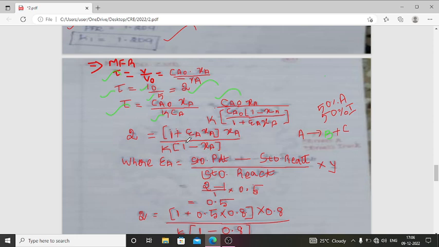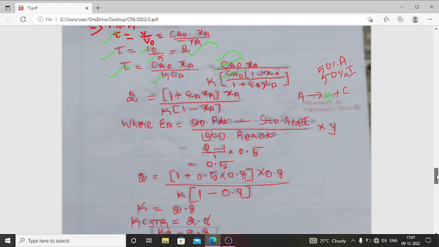So for this section, tau values are to be substituted. Here Ca naught is cancelled. What is the rest of the term? Xa divided by K into 1 minus Xa by 1 plus epsilon A Xa, and the 1 plus epsilon A into Xa goes to the numerator side. So we want the epsilon A value. How will you calculate epsilon A here?